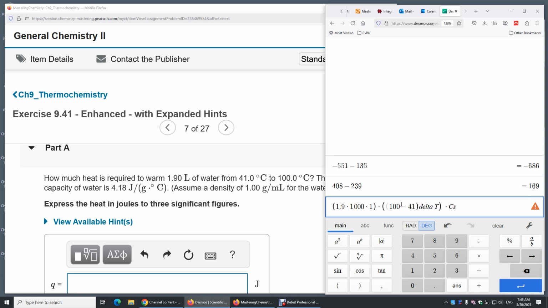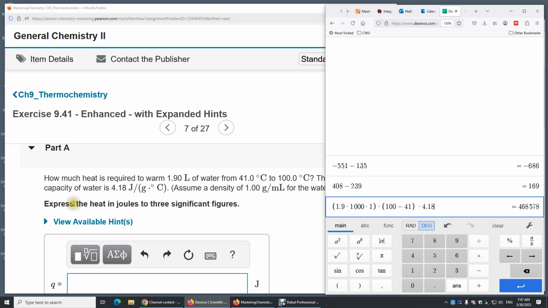The final temperature minus the initial temperature. Finally, we need this specific heat capacity of water, which is 4.18. We need to check the unit. The unit here is in grams. This is degrees Celsius. And 4.18 here is joule divided by gram divided by degrees Celsius. So both gram and degrees Celsius are on the bottom. So we have this many joules.